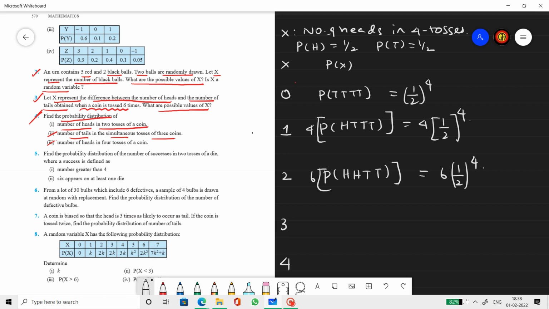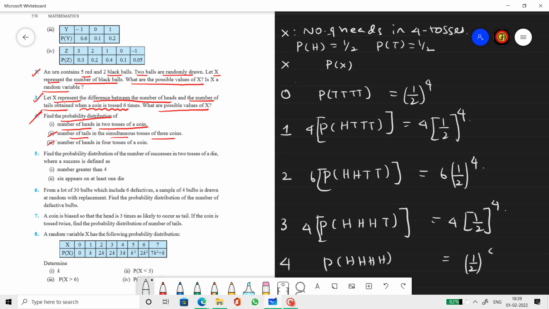Then if it is 3, it would be P of head, head, head and tail. There will be 4 arrangements to this. So this will be 4 times 1 by 2 to the power of 4. And when it is 4, that means all are heads, which is 1 by 2 to the power of 4. Now this is the probability distribution, and you can check whether the total is 1 or not.